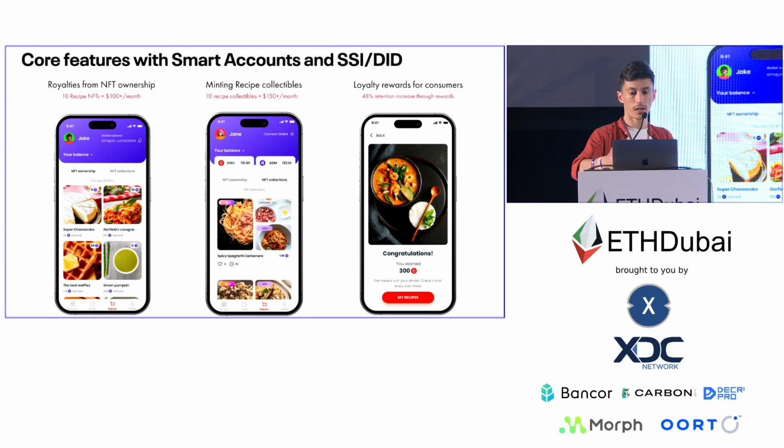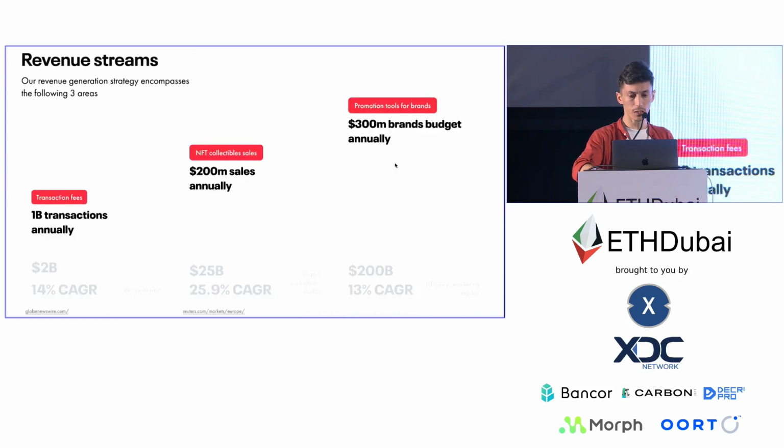So the core features: these co-creators can have co-publishing rights, so all this revenue will be split among all the holders of NFTs, and part of the commission will be donated to public good funds. There are several revenue streams: commission from transactions, sales of NFT collectibles, and also promotion tools for brands.